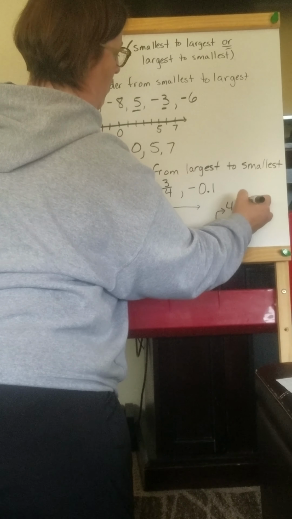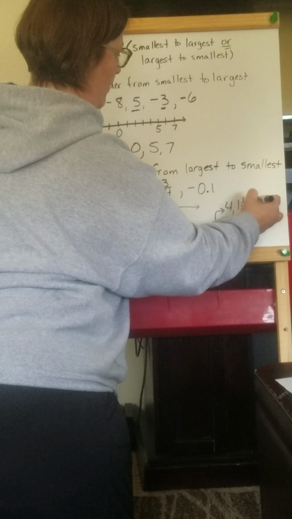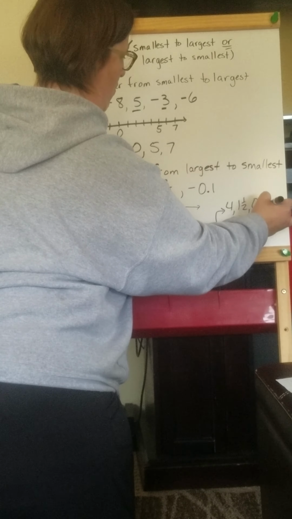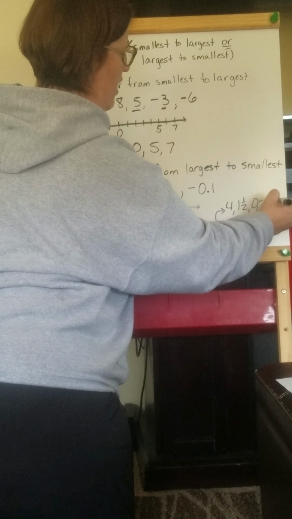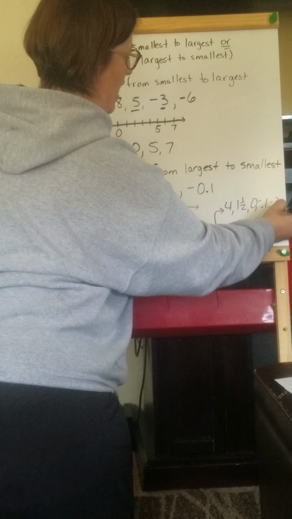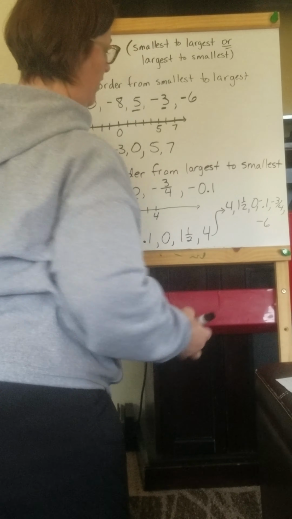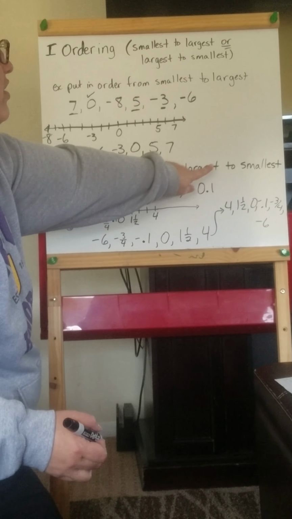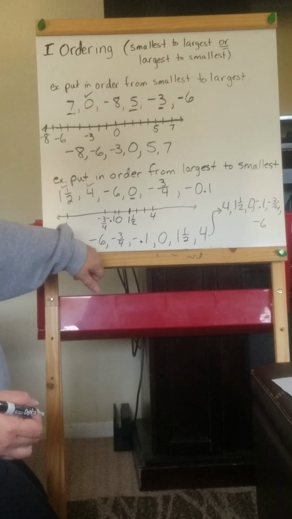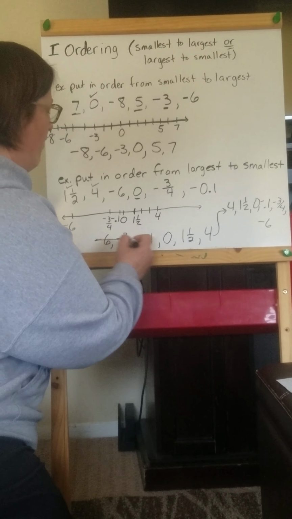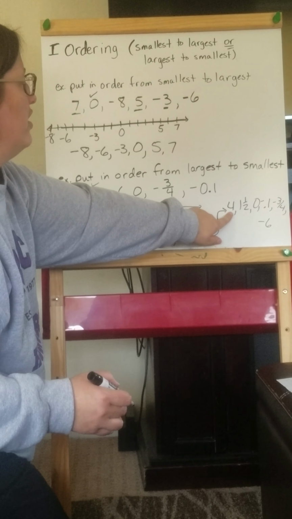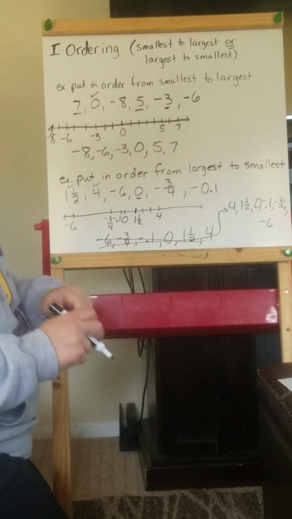4, 1.5, 0, -0.1, -3/4, and finally -6. Okay, I was a little tricky. I did largest to smallest instead of smallest to largest. So actually this is not the right answer. This is. Okay, so this is our largest number. This is our smallest number.